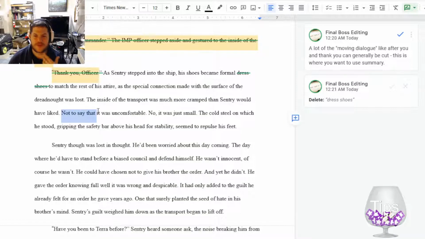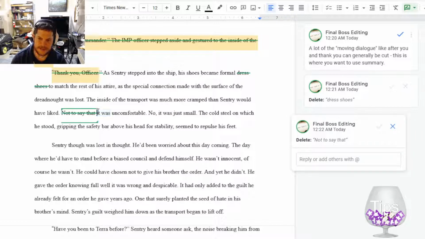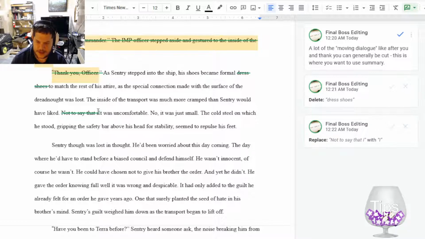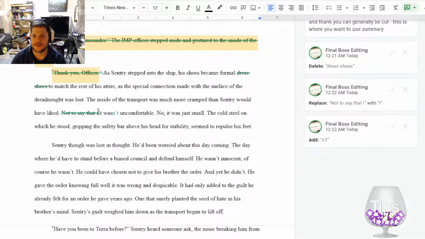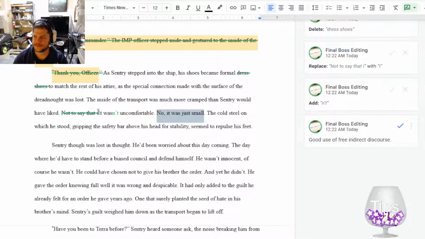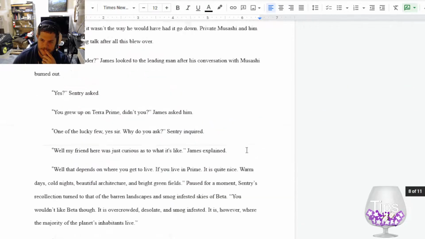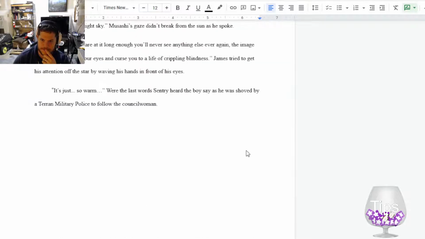Yeah, so again, feel free to use contractions, right? It's okay to go a little bit deeper into that character's thoughts. Like, it wasn't uncomfortable. No, it was just small. So this is good. It's called free indirect discourse, where you're describing things in a way that reflects that character's thought processes. So good use of free indirect discourse. I'll get to the bottom of this page here, and then I'll do a quick summary of my thoughts. There's quite a bit left to go here.